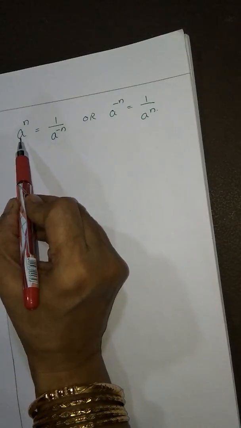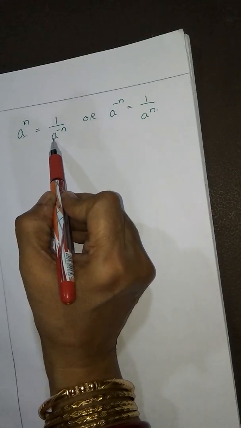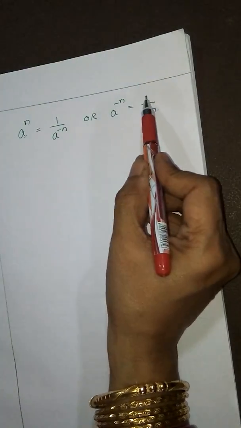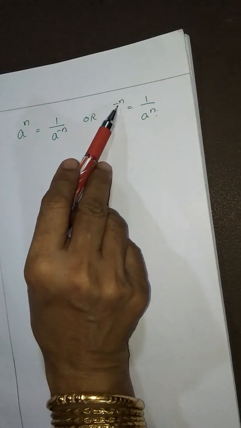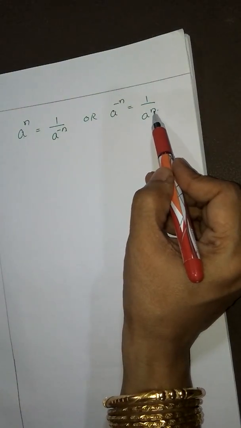And in this law, a to the power of minus n is equal to 1 by a to the power of n, or a to the power of n is equal to 1 by a to the power of minus n. So when you have to change a negative exponent, you have to simply write the reciprocal and put the power.